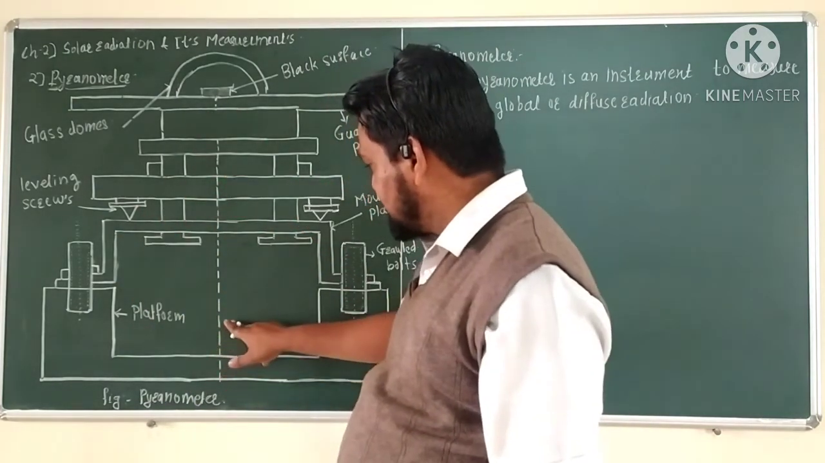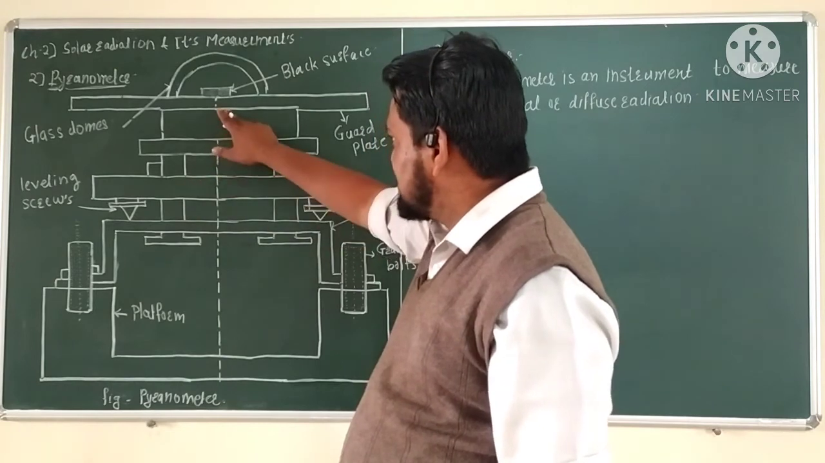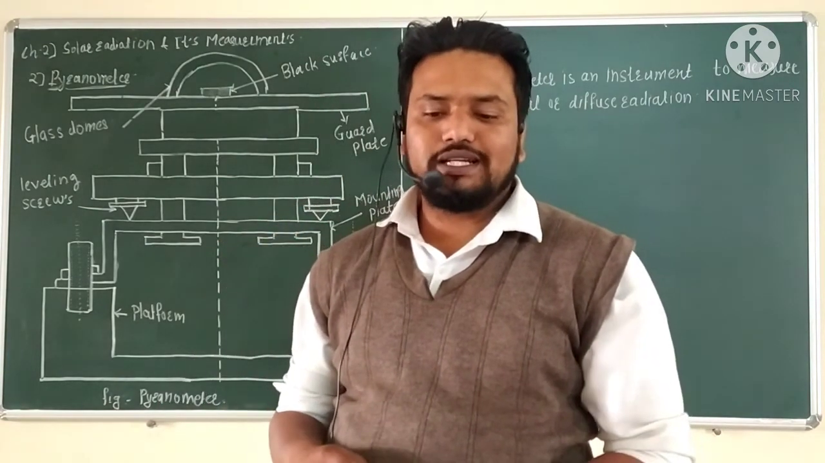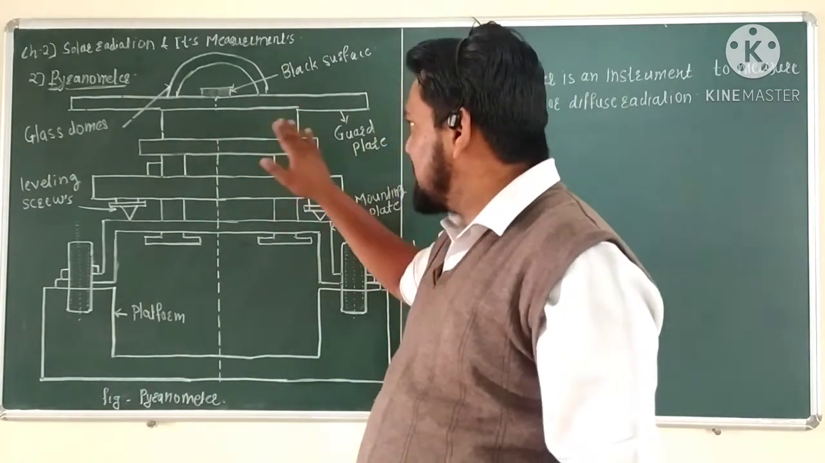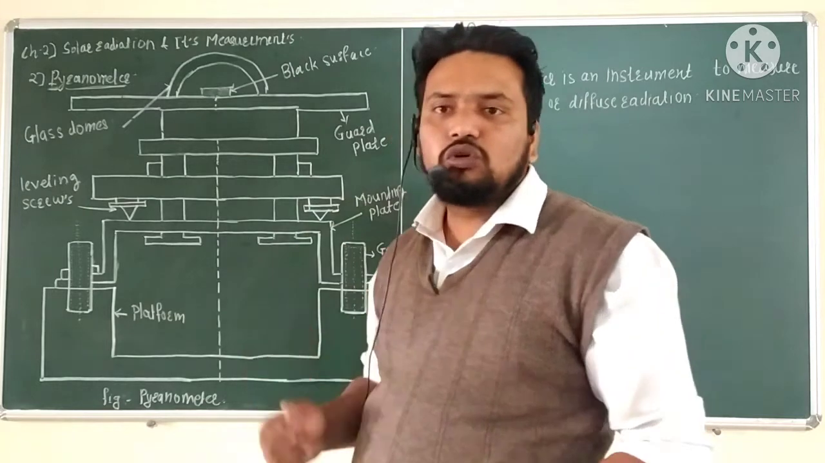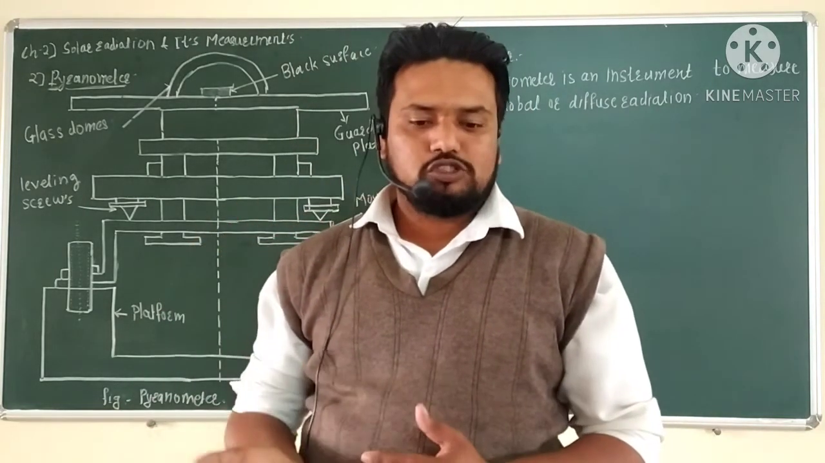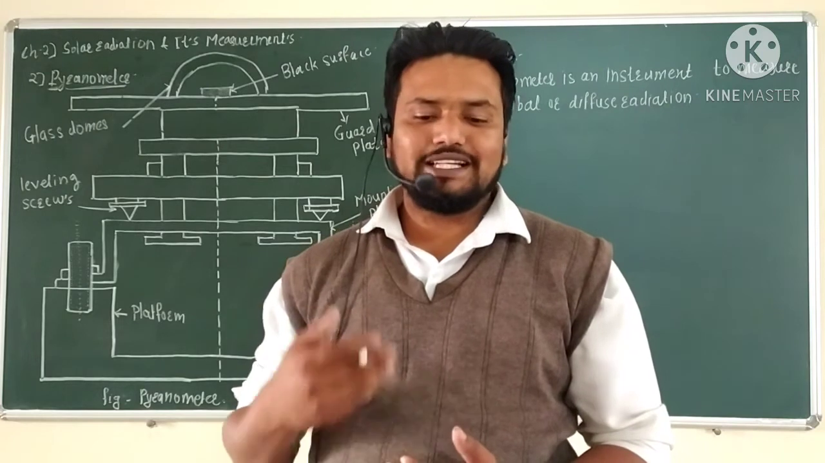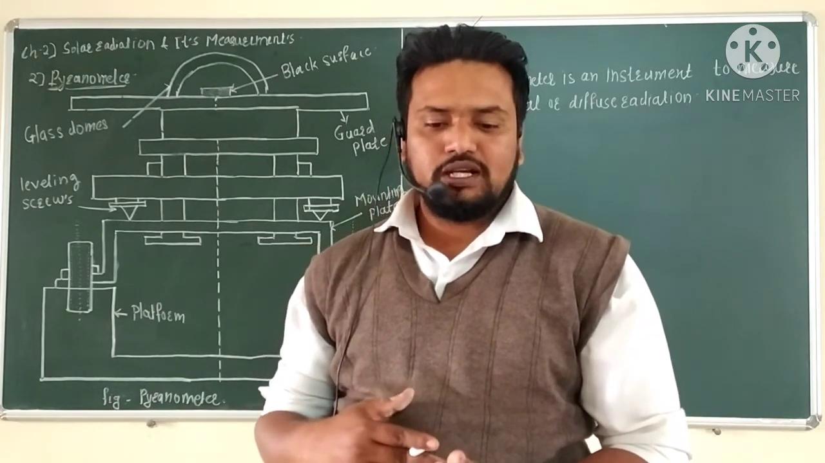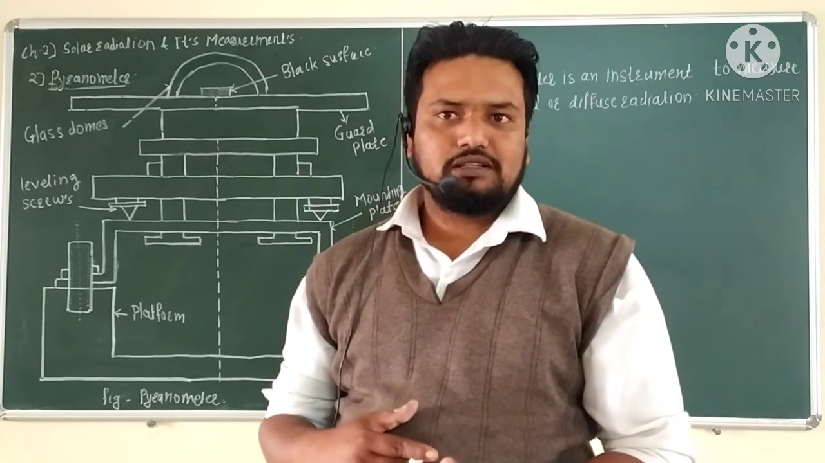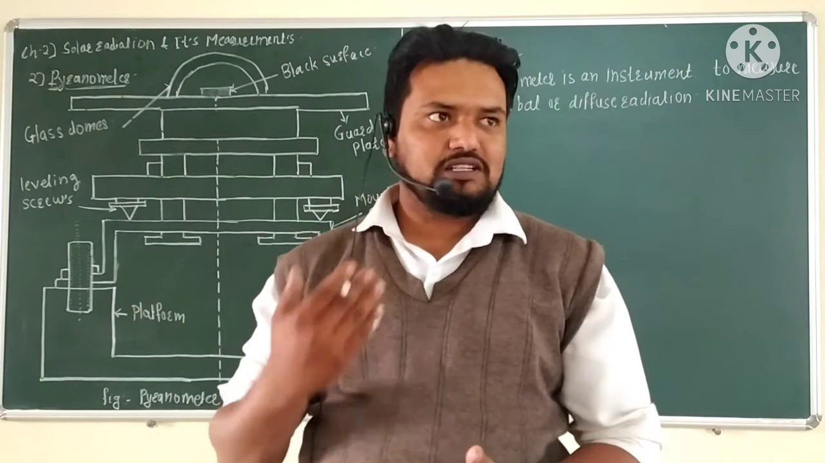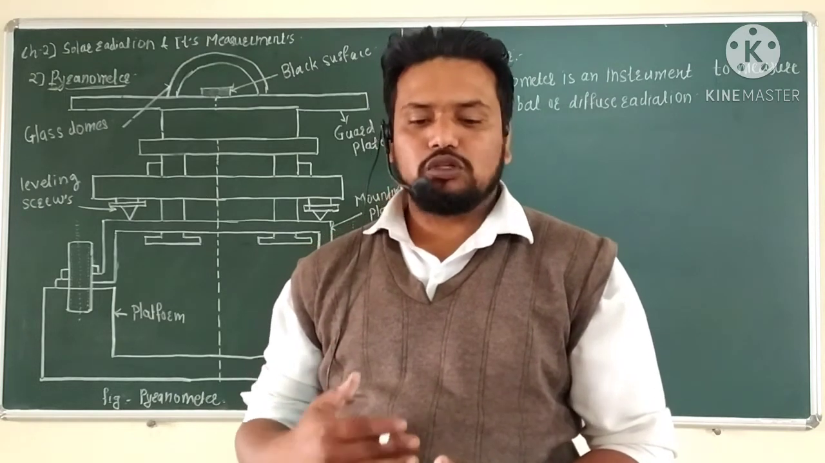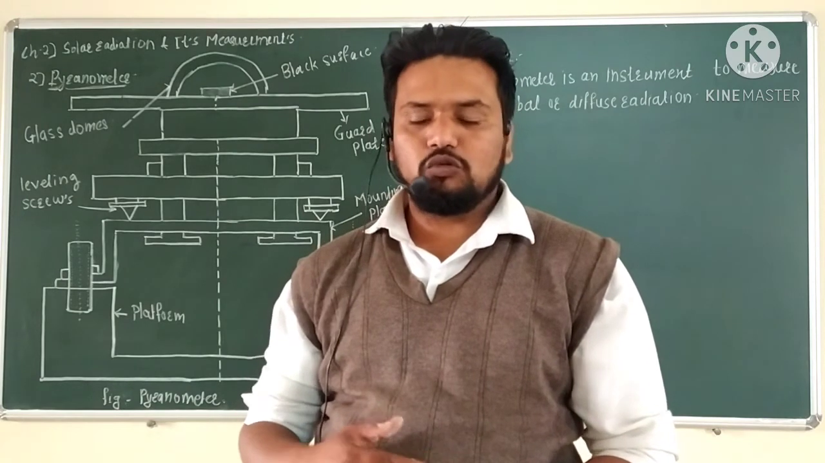This dotted line indicates that the thermopile junction is attached to the black surface, while the cold junctions are located under the guard plate. The cold junctions do not receive the solar radiation, and as a result an EMF is generated. This EMF is usually in the range of 0 to 10 millivolts, which can be read, recorded or integrated over a period of time, and it is a measure of the global radiation.